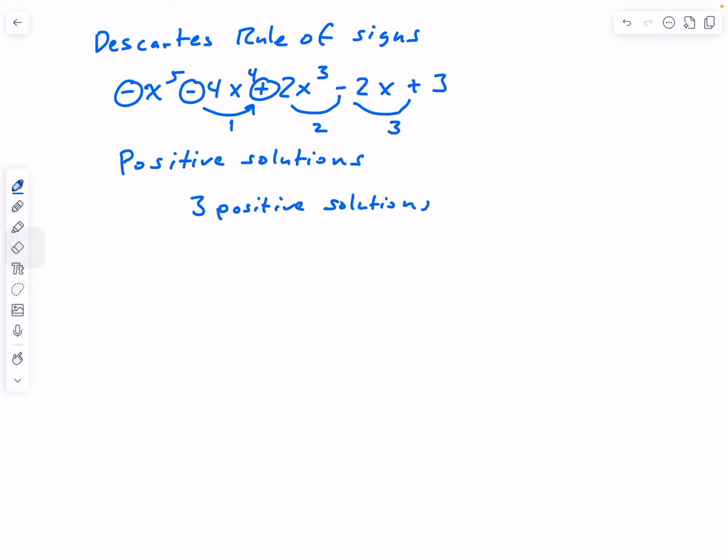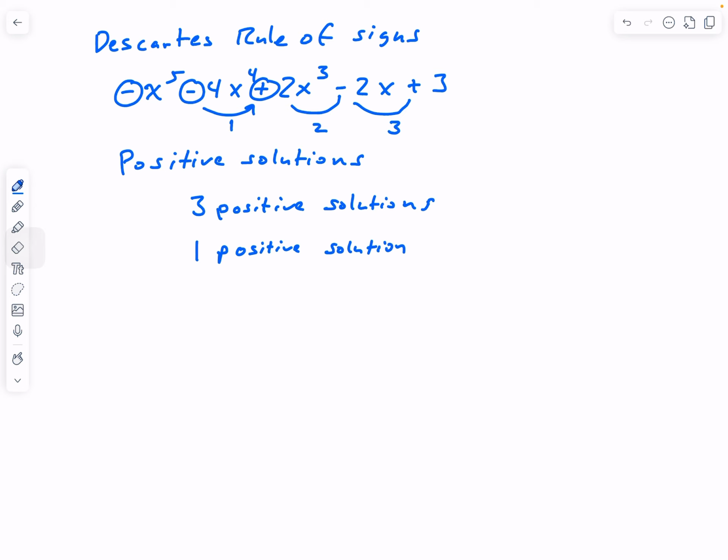Descartes' rule of signs doesn't tell us what those solutions are. It's just that there are possibly 3 positive solutions. And then what other possibilities we have is we subtract 2 from that. We always subtract in sets of 2. So it could also be 3 minus 2 is 1 positive solution. Okay, so we could have 3 positive solutions. We could have 1 positive solution.